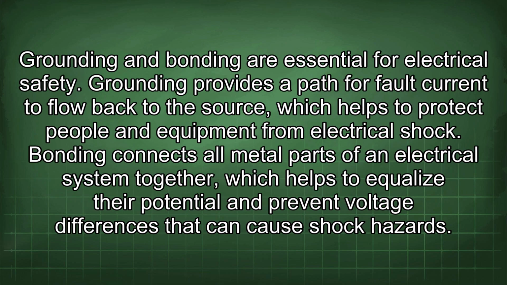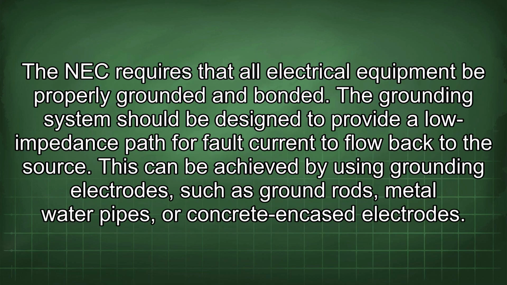Grounding and bonding are essential for electrical safety. Grounding provides a path for fault current to flow back to the source, which helps to protect people and equipment from electrical shock. Bonding connects all metal parts of an electrical system together, which helps to equalize their potential and prevent voltage differences that can cause shock hazards. The NEC requires that all electrical equipment be properly grounded and bonded.